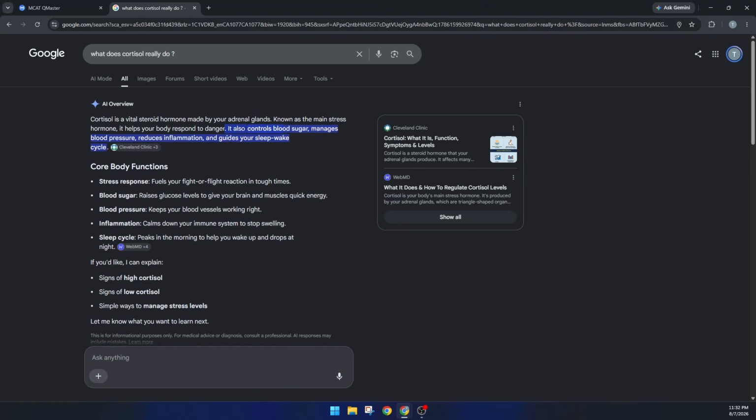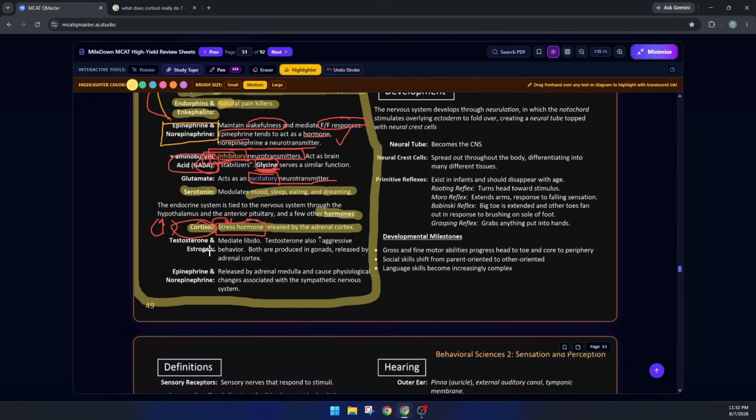Here you go. It also controls your blood sugar, manages and guides your sleep-wake cycle. I know this seems really not high yield, but this is also in your pen-cal, probably Anki card. So just know stuff, okay?